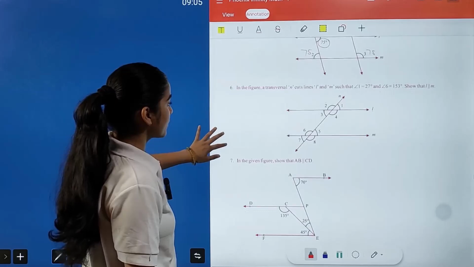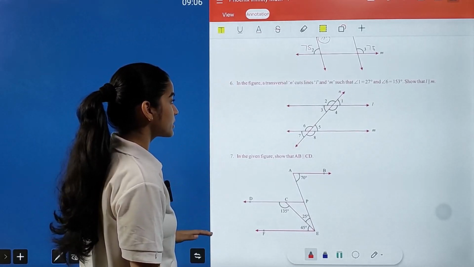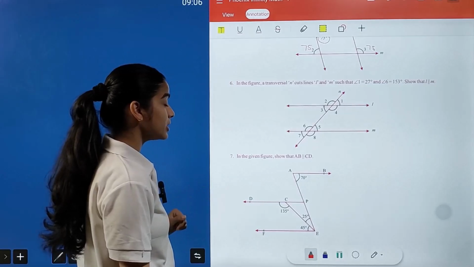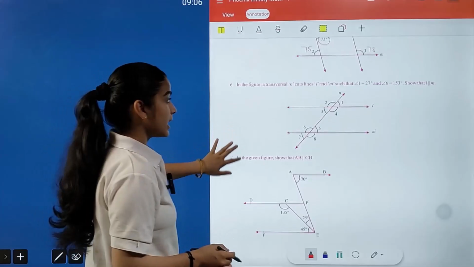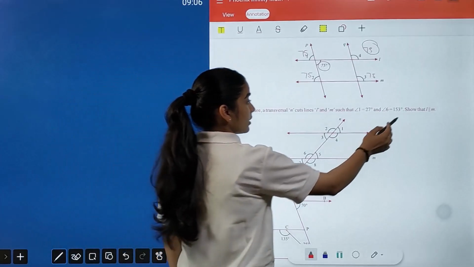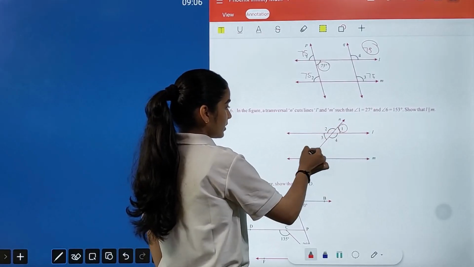Next, in the given figure, a transversal N cuts lines L and M such that angle 1 is equal to 27 degrees and angle 6 is equal to 135 degrees. Show that L and M are parallel to each other. So you have to explain here that L and M are parallel to each other.